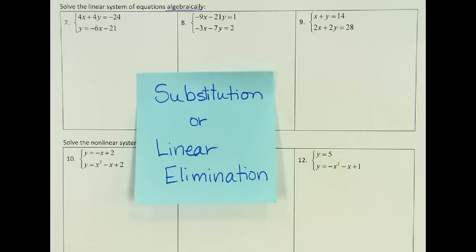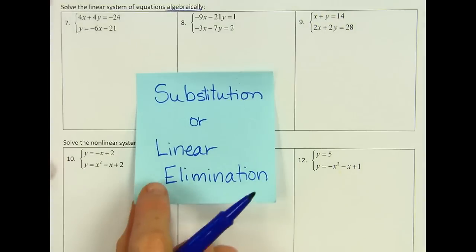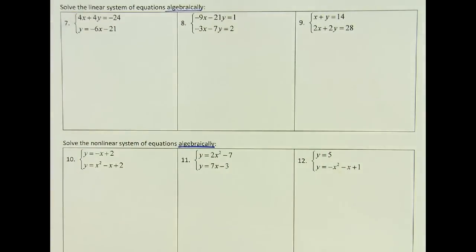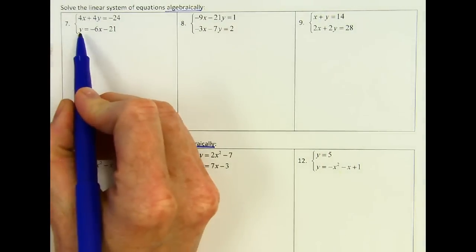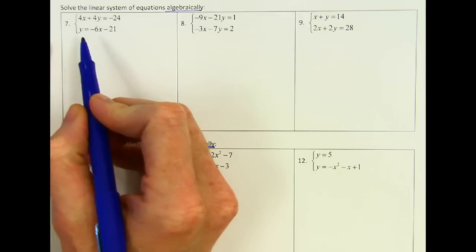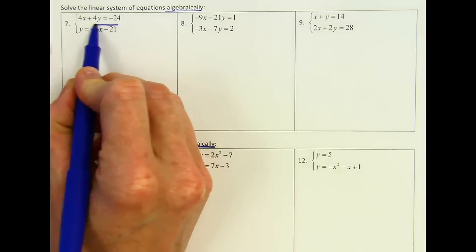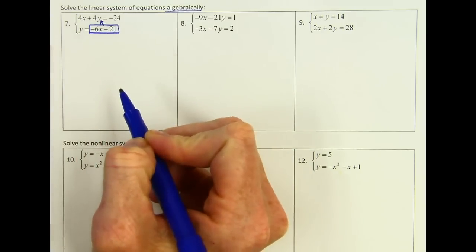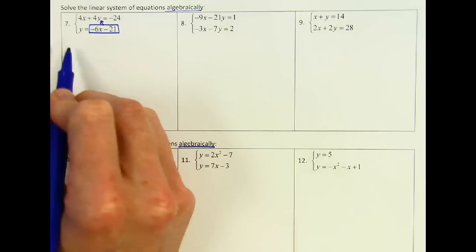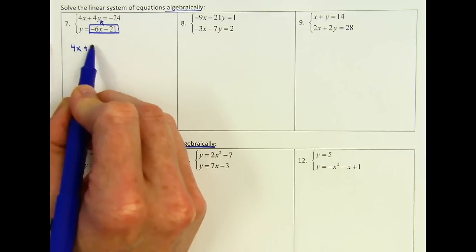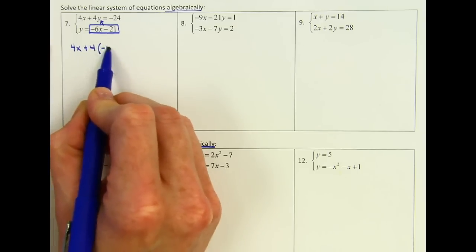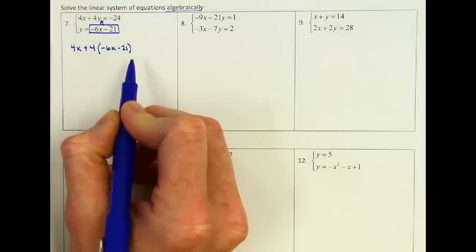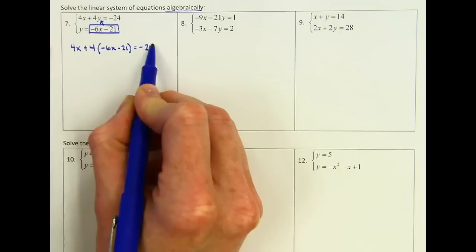It all depends on how the problem is set up, but when we start solving nonlinear systems, we will pretty much focus on substitution. So look at number 7, and it looks like it's already solved for y here. So this one is a candidate for the substitution method. So this is y. So what we're going to do is take this expression and substitute it in for y into the other equation. So we have 4x plus 4 times the expression for y, equals negative 24.